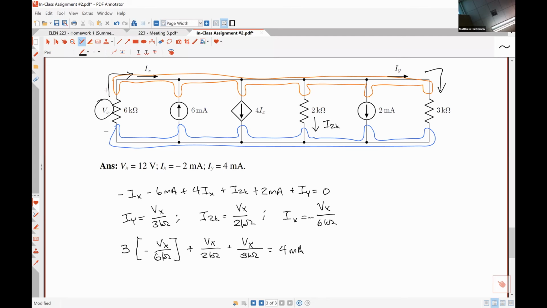So negative 3 x over 6,000 plus x over 2,000 plus x over 3,000 is equal to 0.004. Solve for x.